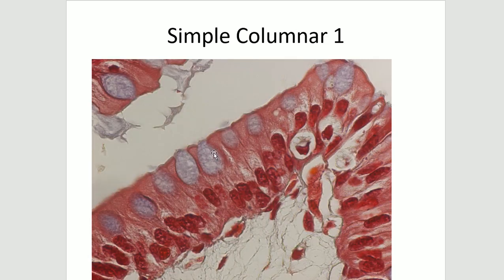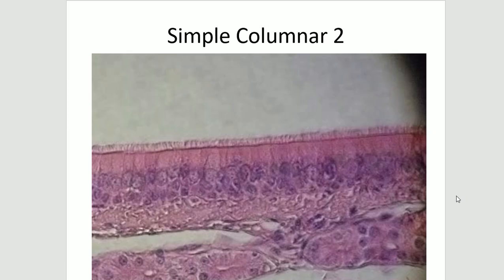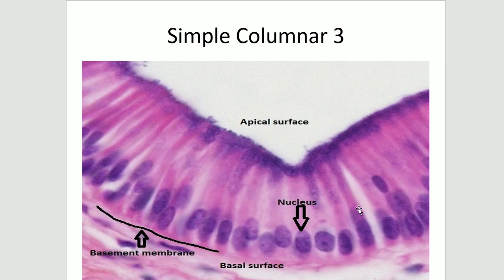Simple columnar, so you can see how they're stretching from the basement to the apical surface. Another simple columnar. Columnar cell, columnar cell. Those are cilia right up there, so this is ciliated. Then another simple columnar. Apical surface, basement membrane.